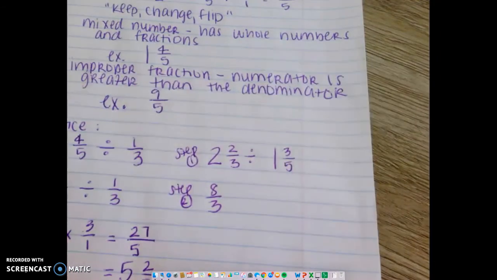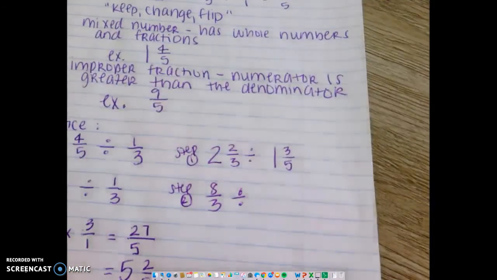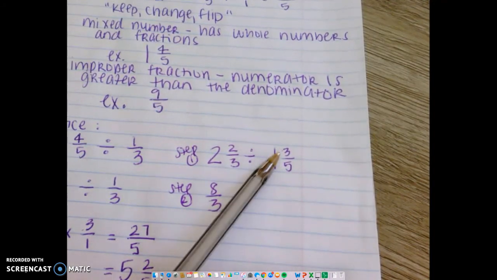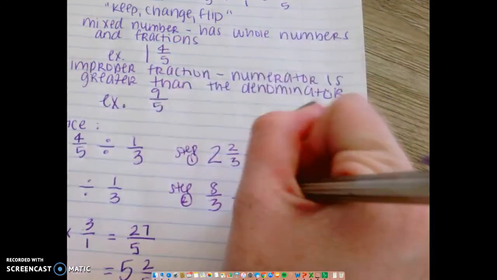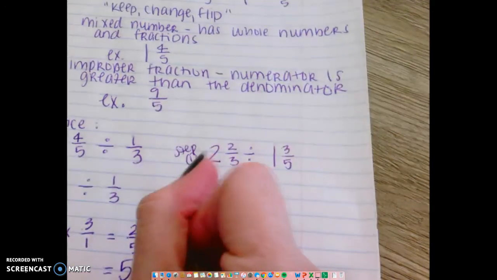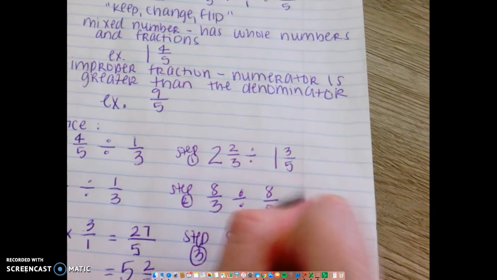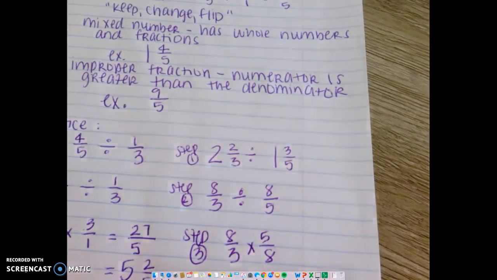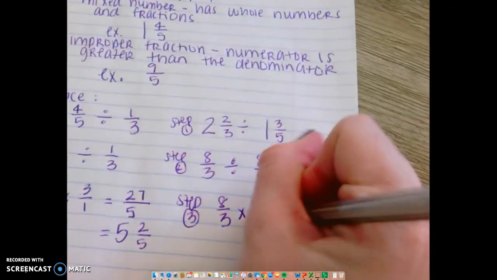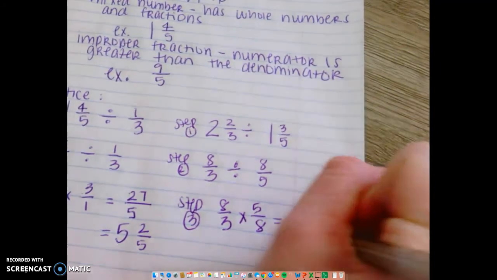So this becomes 8/3. And again, I'm first rewriting this as a division problem. Whole number times denominator, 1 times 5, plus numerator, 5 plus 3 is 8 over 5. And now I can rewrite it as multiplying by the reciprocal. So this will become 8/3 times 5/8. And then we multiply 8 times 5 is 40. 3 times 8 is 24.